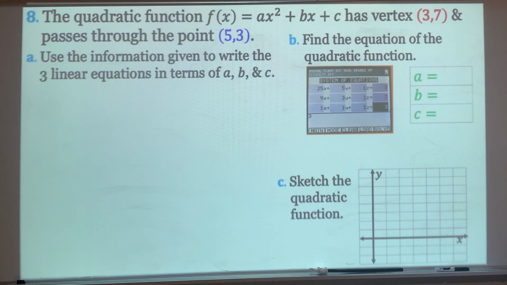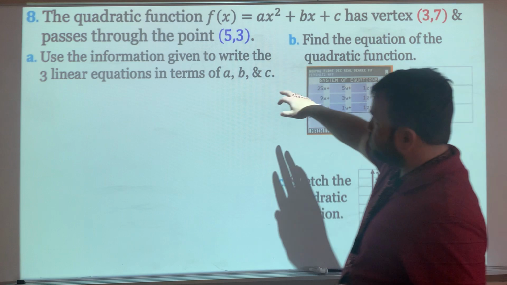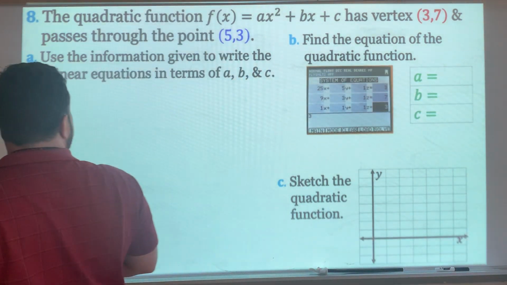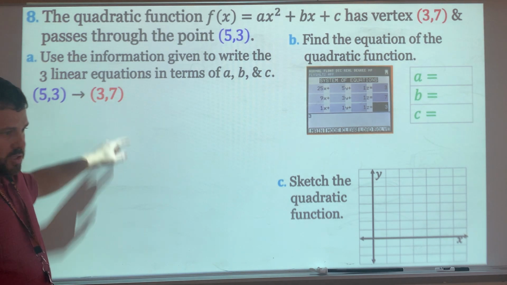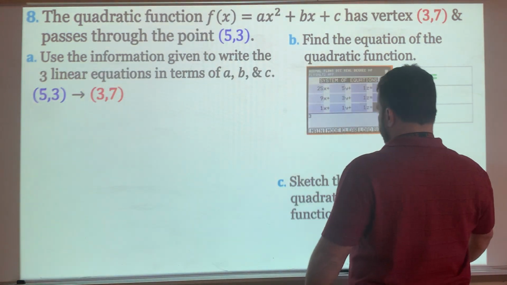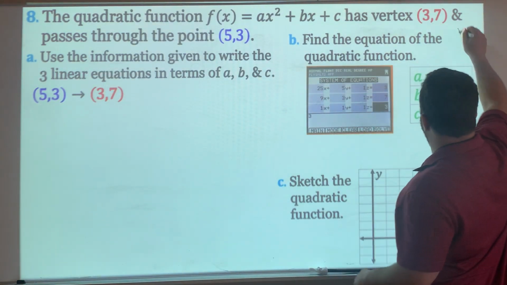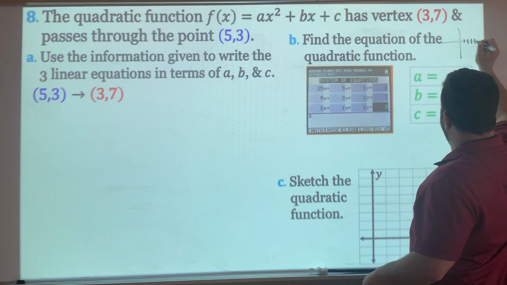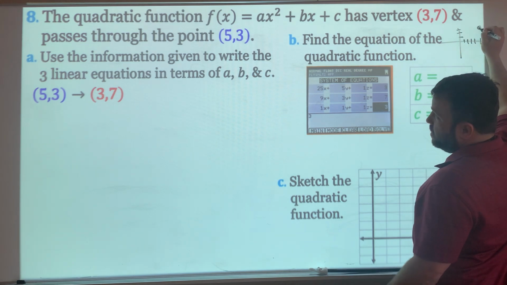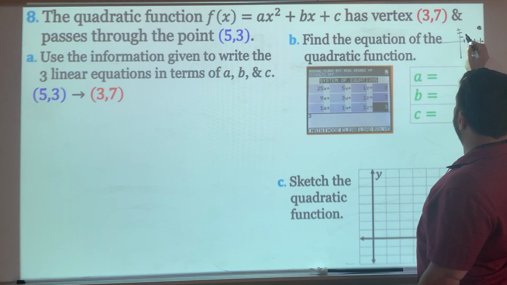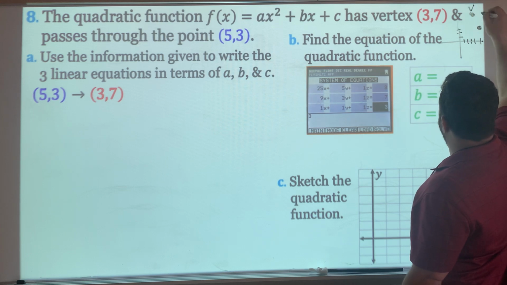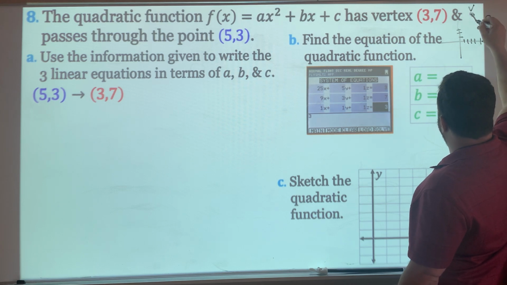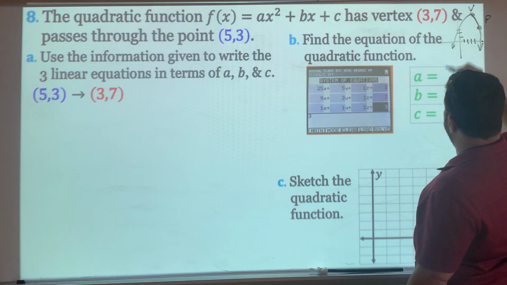Oops. All right, so first thing, how are we going to do that? Well, we have 5, 3, and 3, 7. So what that means is, if you think about that, 5 over, 3 up, so 1, 2, 3, 4, 5, 1, 2, 3 up, right? That's 1. The other one is 1, 2, 3 over, and then 7 up. All right? And this is a vertex, this is a point. So our graph is going to look like this, and it does the same thing to the left.